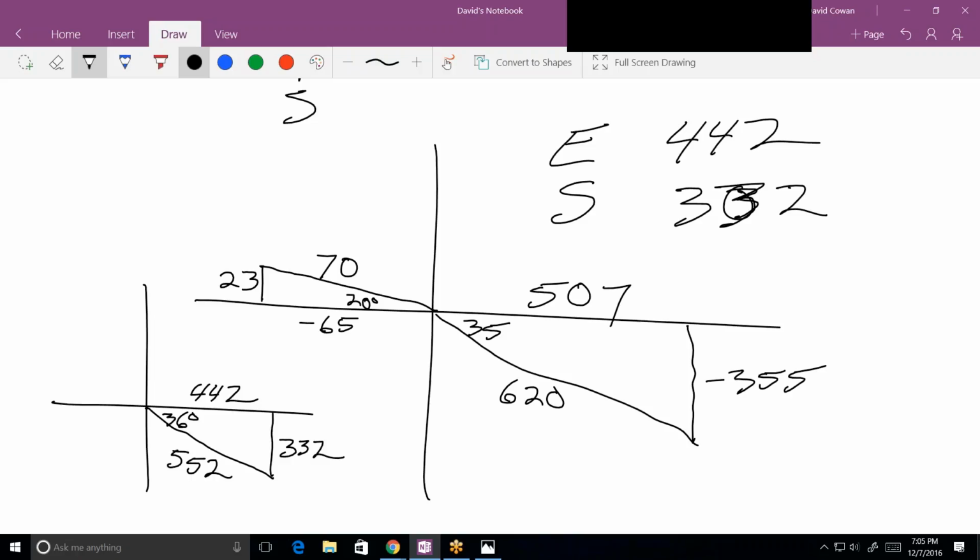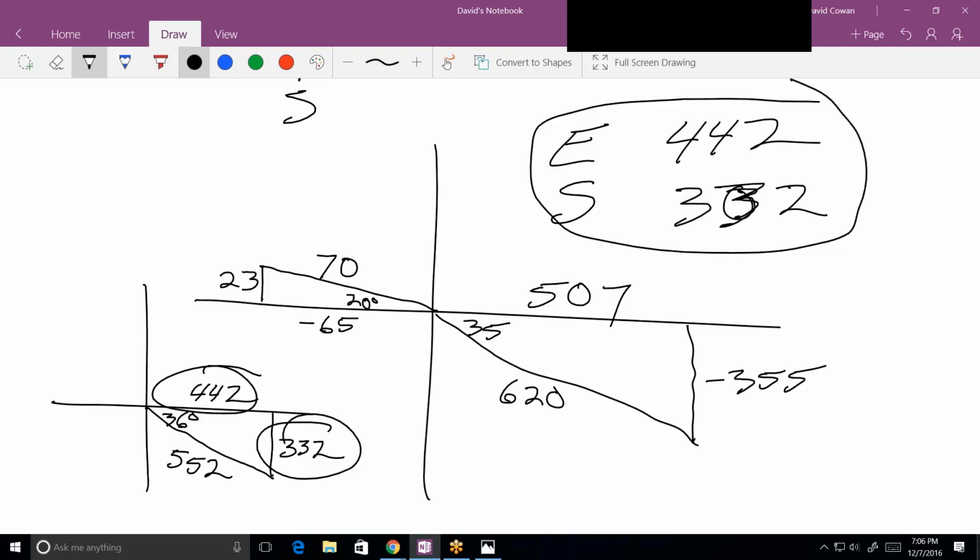So the answer to A are these two numbers. Yeah, okay, I see that. And then you probably want to write it like that. Yeah, that's how I did. Easterly at 442 and change, southerly at 332 and change.